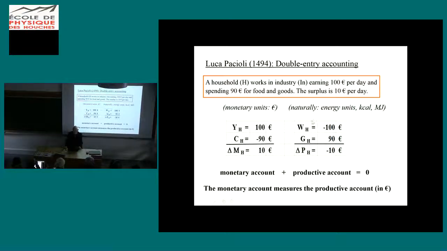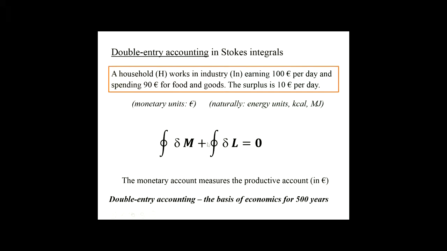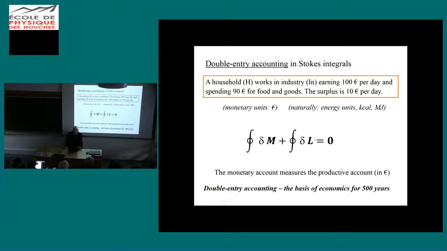If we look at this productive account on labor or work and goods like food, they are originally measured in energy units. Labor is measured in megajoule and food in kilocalories. Everybody knows that. It stands on the foods. But Pacioli says in double entry accounting, the monetary account measures the productive account in euro. Okay, and since these accounts, as I have shown, are Stokes integrals, we can write this equation down. The monetary account plus the productive account add to zero. This is Pacioli in Stokes integrals.